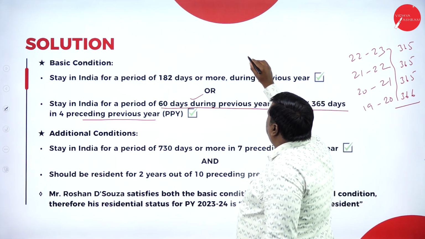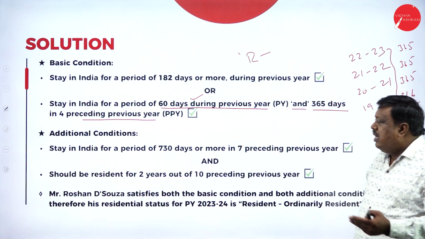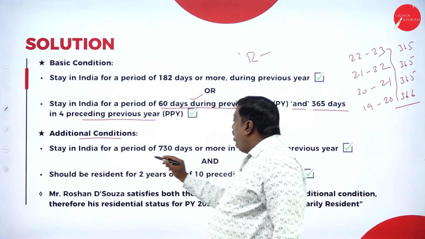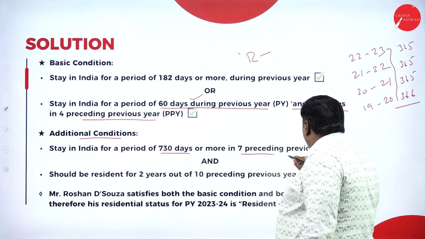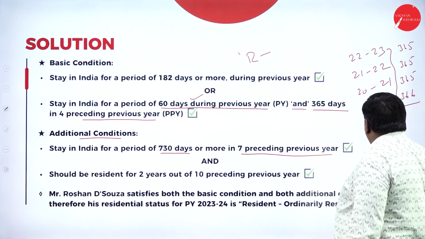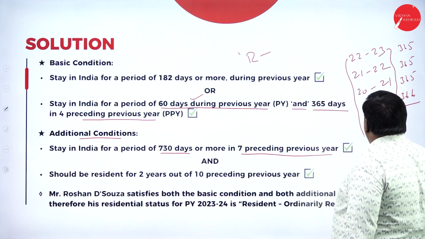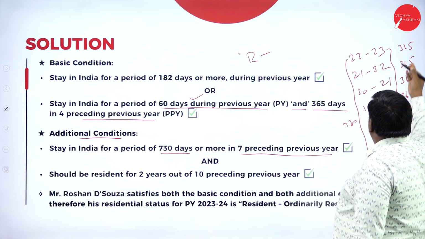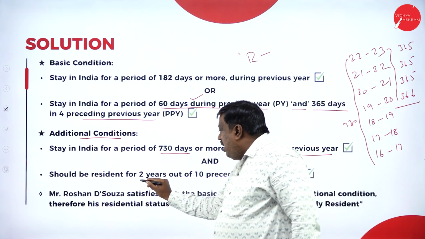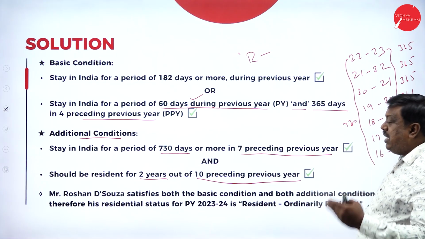Now they are going to call me a resident, whether ordinarily resident or not ordinarily resident. The additional conditions: the first, stay in India for a period of 730 days during the 7 preceding previous years, that is 18-19, 17-18 and 16-17 and so on. The total of all this should be 730 days. I was in India for more than that, so I satisfied my additional condition. I should also be a resident for 2 years out of the 10 preceding previous years, which means they have to say that I'm a resident.